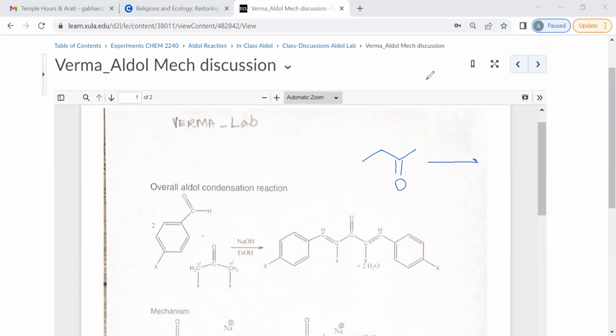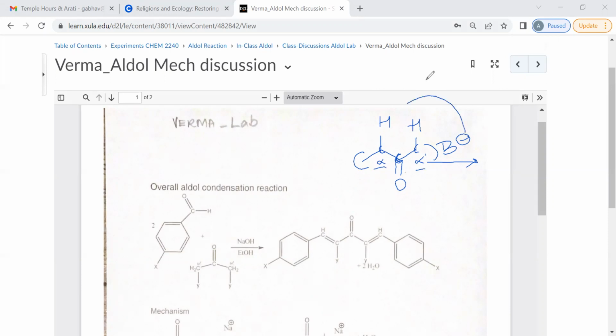Think about it. If you have to abstract a proton and you have a base, where are your acidic hydrogens on this structure? On this structure, your acidic hydrogens are right here. This is the carbonyl carbon. The first carbon is your alpha carbon. Because the substituents are different on these, I'm just labeling them as alpha and alpha prime.